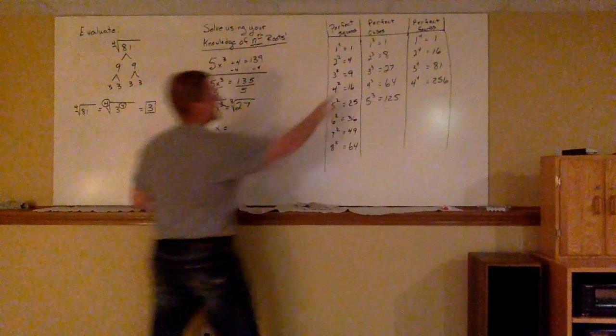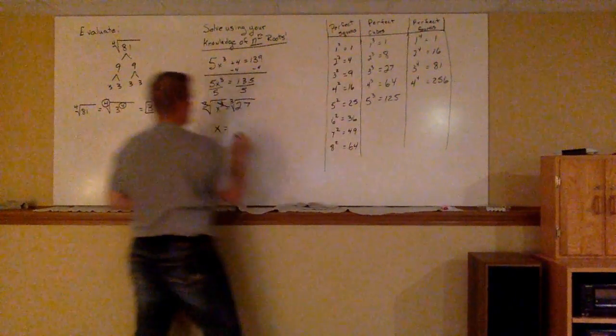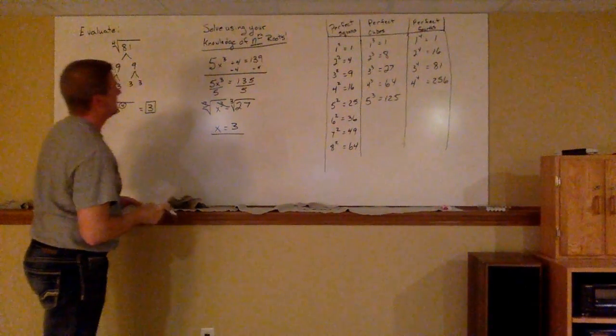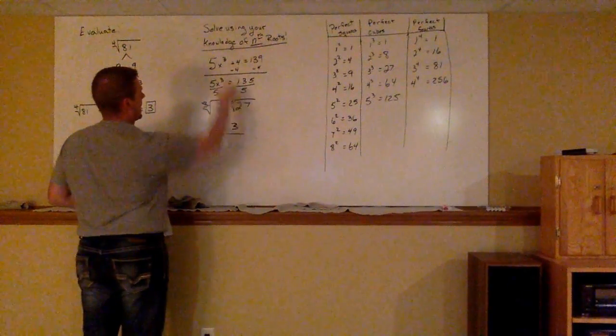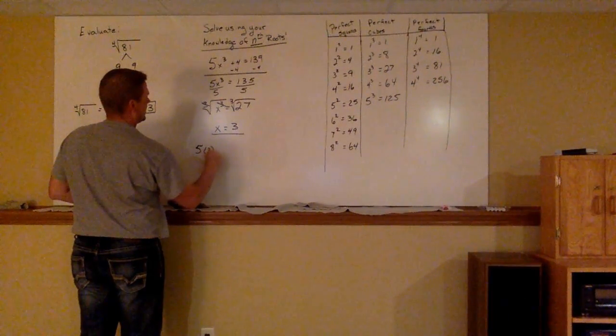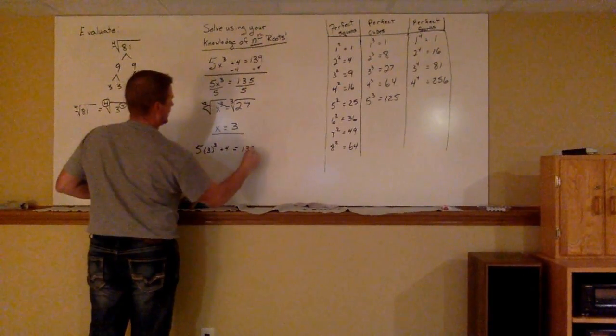Some of these you're going to memorize. Cubed root of 27. 27 is 3 cubed. So that gets me to 3. Now, because we're taking roots, we should always remember to check our answer. So to come back, look at this and say 5 times 3 to the 3rd plus 4, does that equal 139?